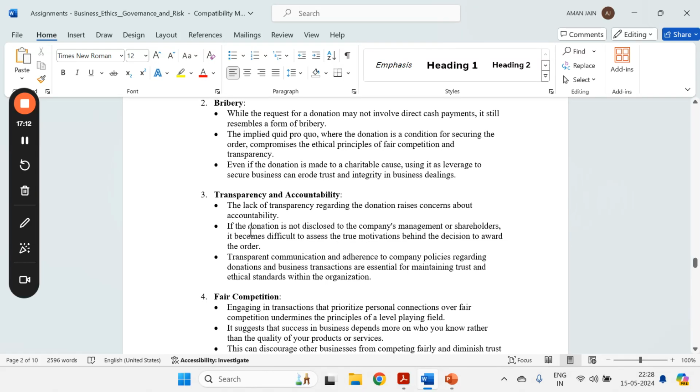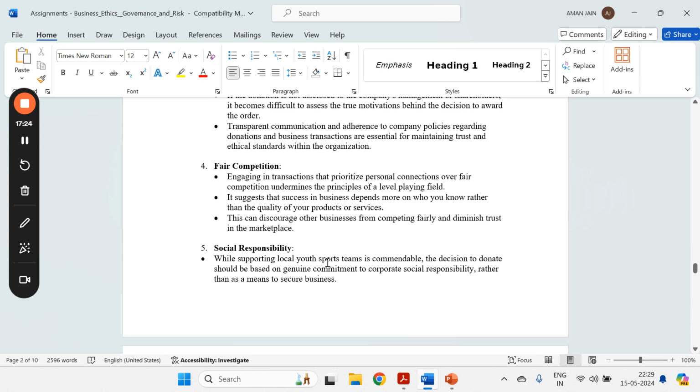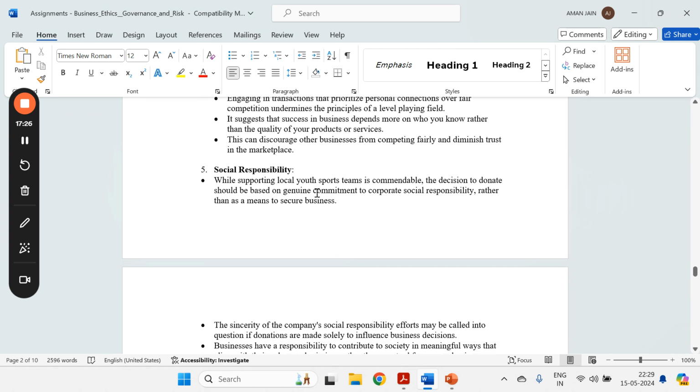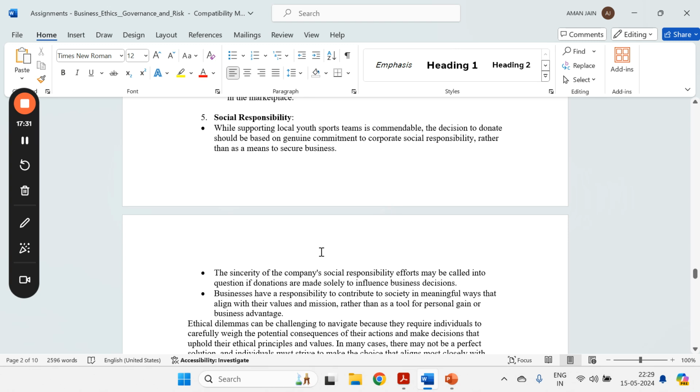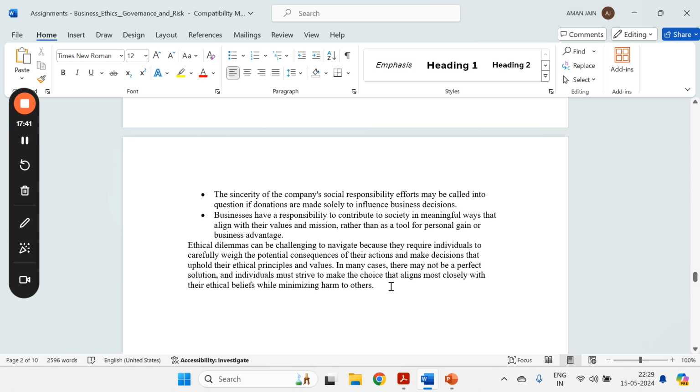Transparency: lack of transparency, the donation is not being disclosed. Fair competition, right? Because the personal connections come into the picture. Business depends on it, it doesn't matter what the quality of the products is. So they are disclosing other businesses, right? Then next is social responsibility. We are talking about the local youth team, right? That's a better part. Sincerity of the company, social responsibility. Business is contributing directly towards society instead of taking a bribe, right? So that's a few ethical dilemmas which we have observed in this question.